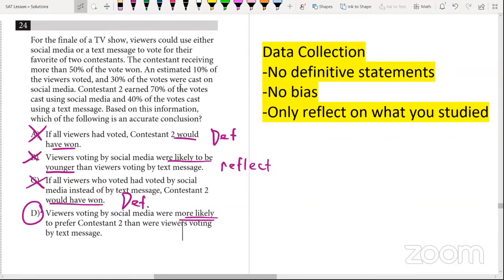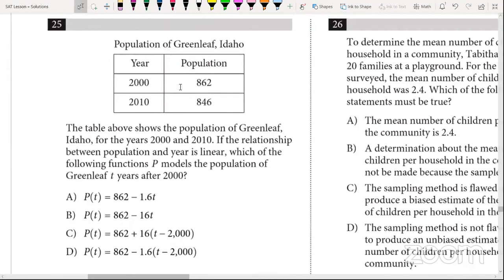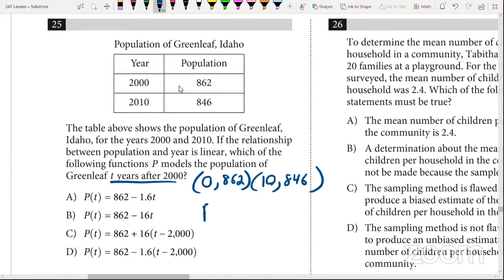So let's go to number 25 now. The wording of the X value here, the T value, is the years after 2000 on number 25. So although we would like to make our X values 2000 and 2010, that would be wrong according to the way they're doing it. The X values are 0 and 10. They're not the years, they're the number of years after 2000. So in year 0, or the year 2000, population was 862. And in year 2010, it was 846. Here we can get the slope.